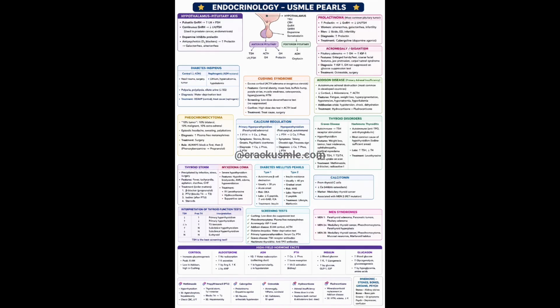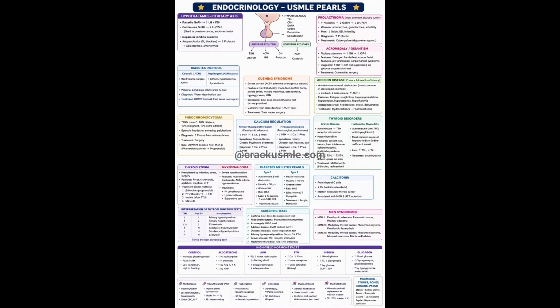Thyroid function tests. TSH is the best screening tool. Free T4 and T3 help interpret primary hyperthyroidism and hypothyroidism as well as other states. Cortisol peaks in the morning. It's low in Addison's disease and high in Cushing's. Diabetes mellitus pearls. Type 1 is autoimmune, often young, prone to DKA. Type 2 is insulin resistance, usually older, prone to HHS.